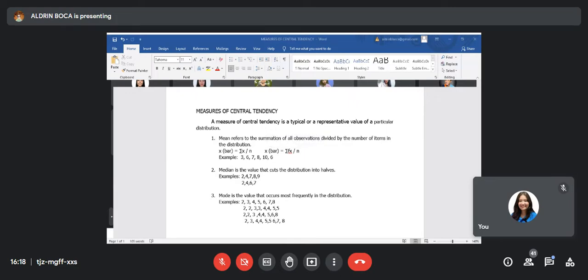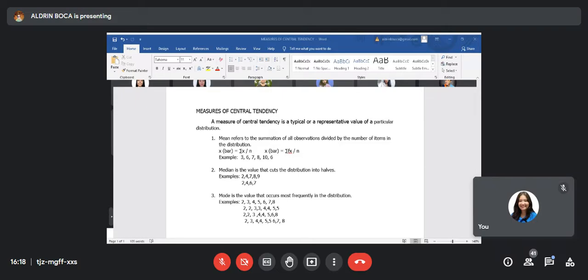So, which means to say that 50% of the scores in the distribution is below 5, those are 2 and 4, and 50% of the scores in the distribution are above 5, which are 6 and 7. Okay? Clear? Clear po. Okay, what about in example 1?